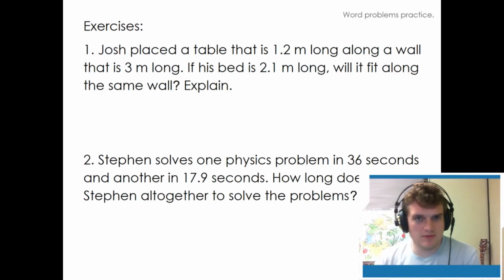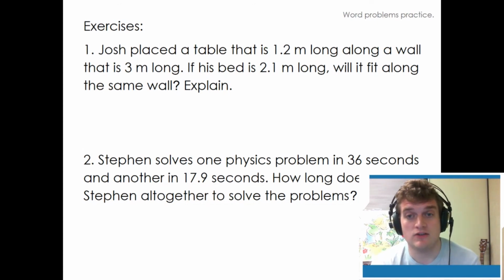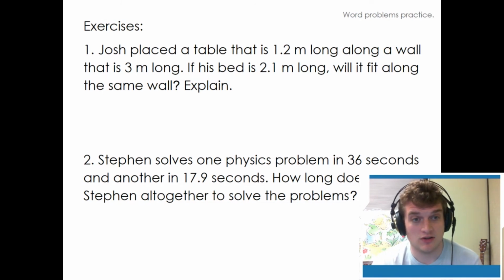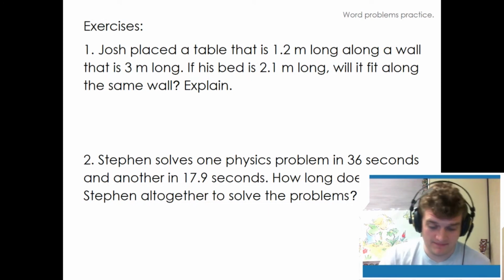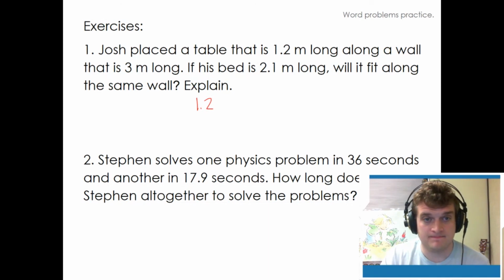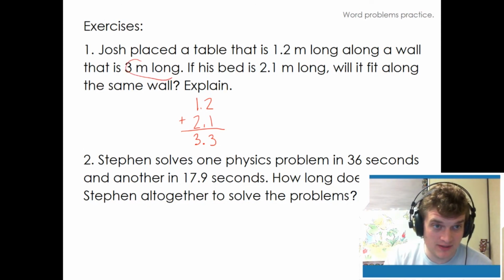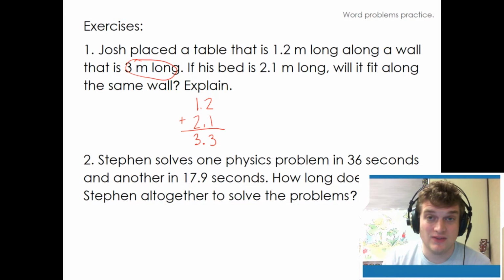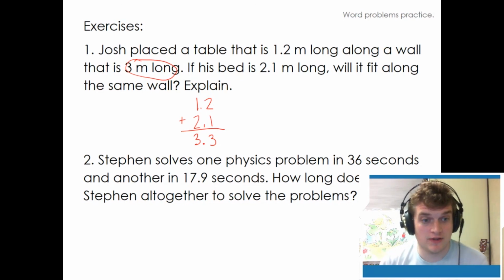Now, taking these decimals, we can apply them to word problems. Josh placed a table that is 1.2 meters long along a wall that's 3 meters long. If his bed is 2.1 meters long, will it fit along the same wall? So there's already a table there, and he's adding his bed. So we need to take the table, which is 1.2, and add it to his bed, which is 2.1. And will these fit along a wall that's 3 meters long? No, this is longer than the wall.